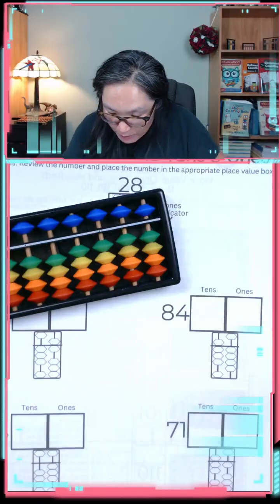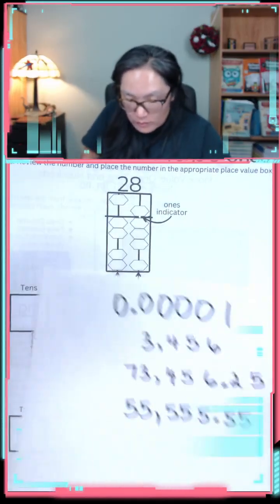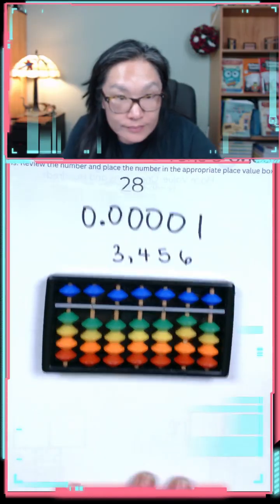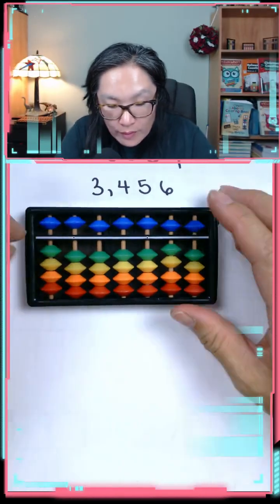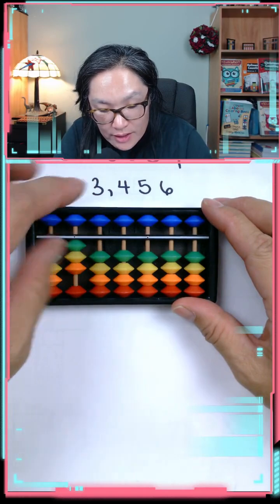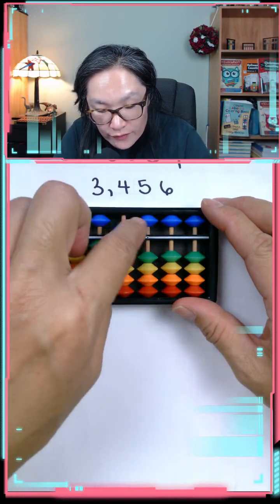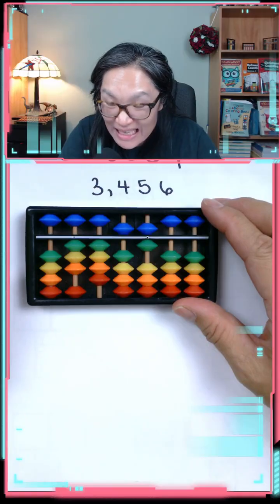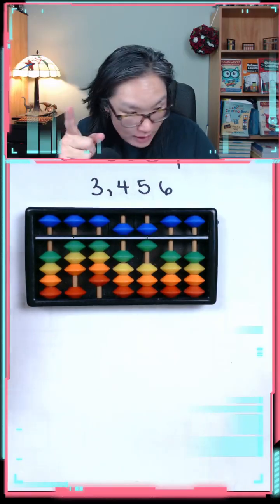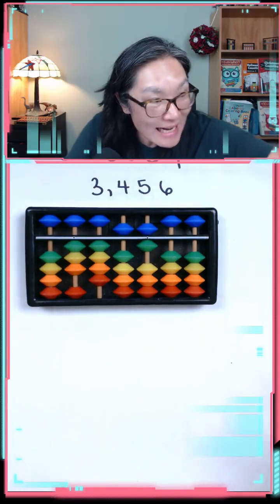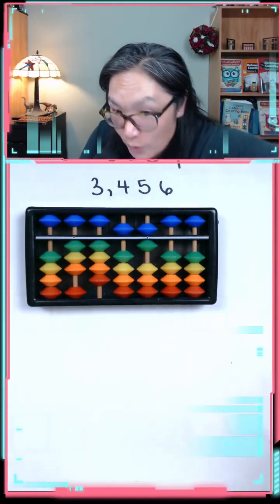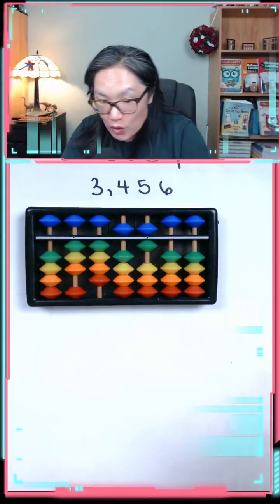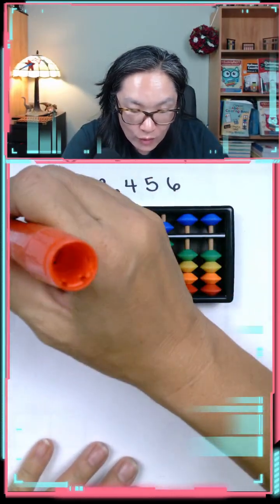So if I have my numbers like this, remember, a 3,000 has a comma, so 3,456. That's what that would look like. It's kind of like binary, kind of like Roman numerals.